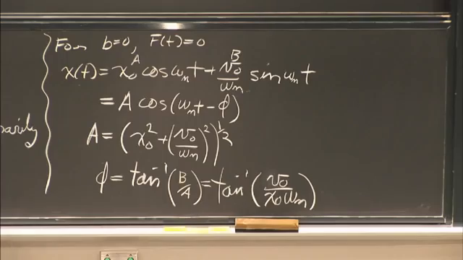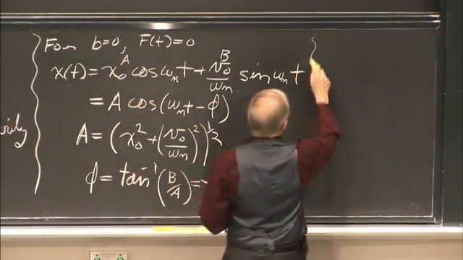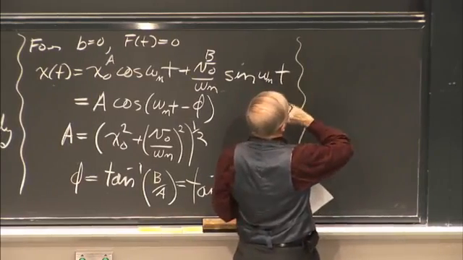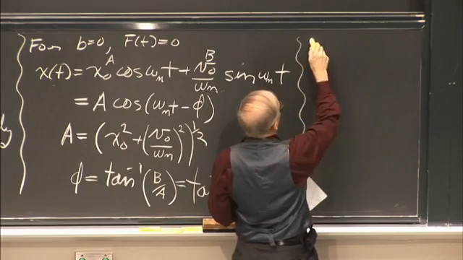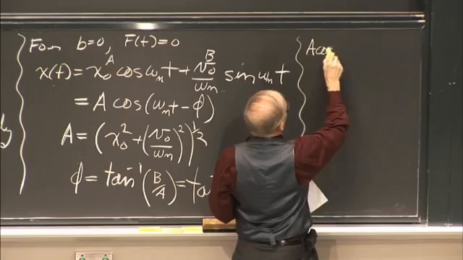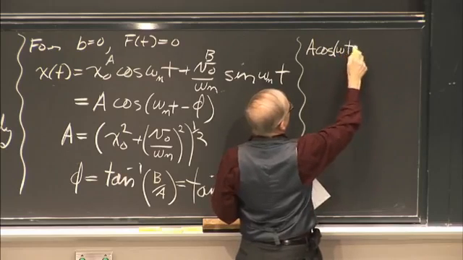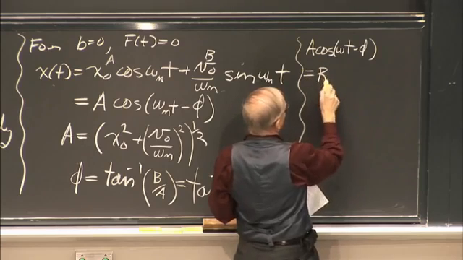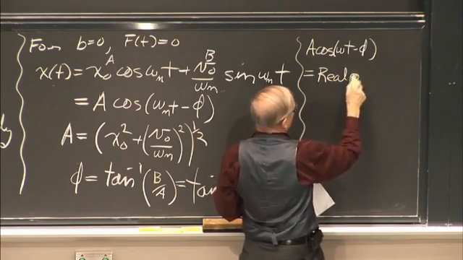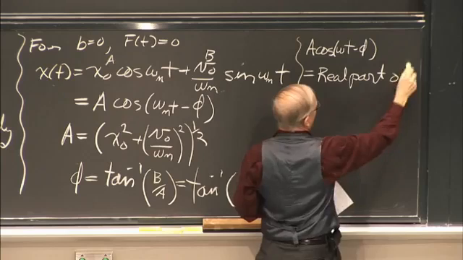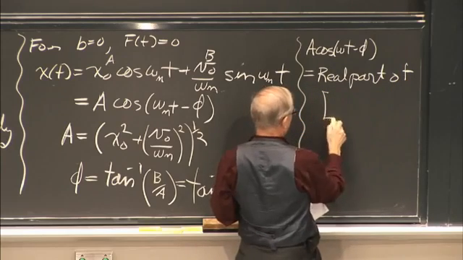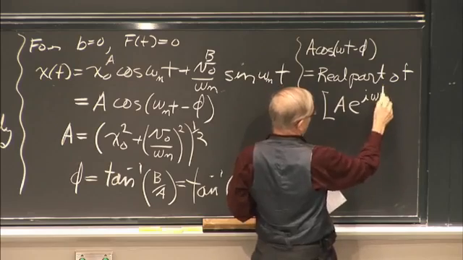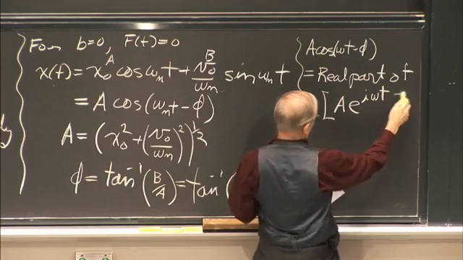And finally, another trig thing that you need to know, we're going to use it quite a bit, is that if you have an expression A cosine omega t minus phi, that's equal to the real part of A e to the I omega t.